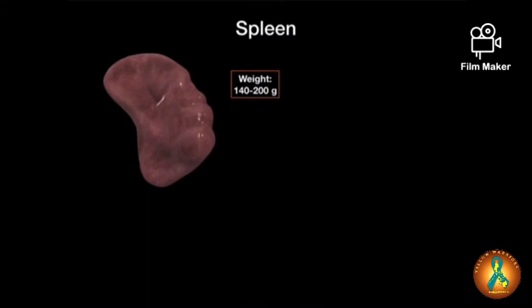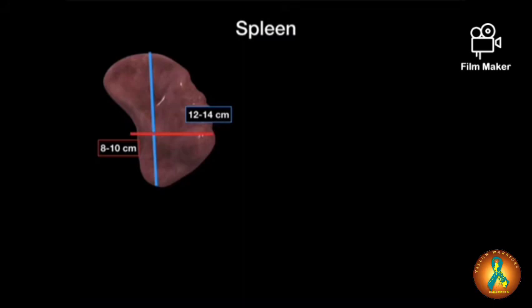So as I mentioned earlier, it belongs to the lymphatic system, and its main role is to destroy old red blood cells. The spleen weighs around 140 to 200 grams, and it's about 12 to 14 centimeters long, 8 to 10 centimeters wide, and 3 to 4 centimeters thick. So it's not that big compared to other organs, but it serves a really important function in the body, and it contains a lot of blood. So if something happens in the spleen, you'll get severe internal bleeding.